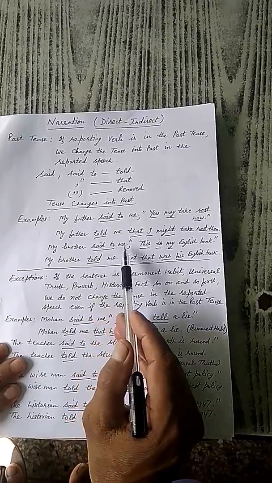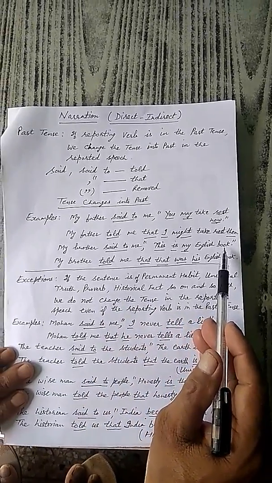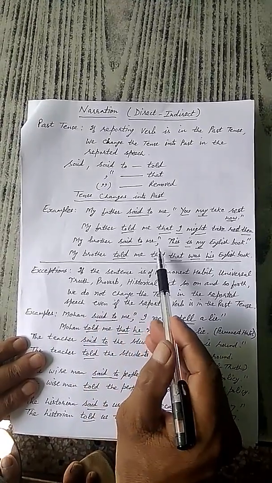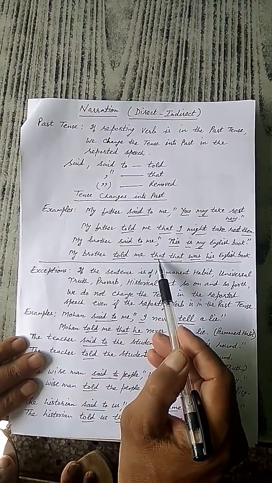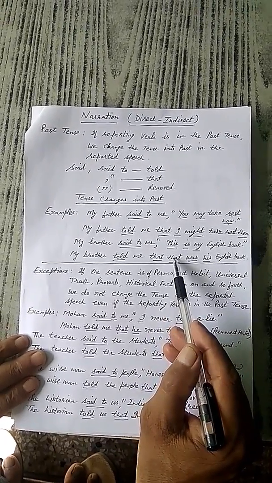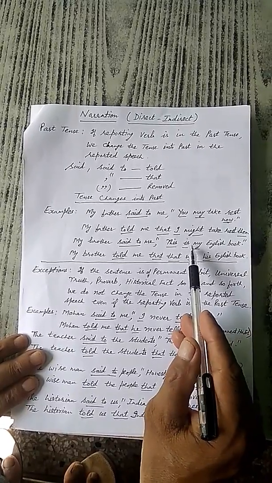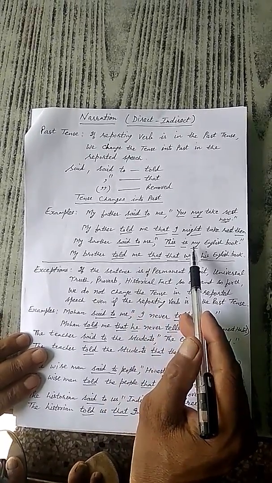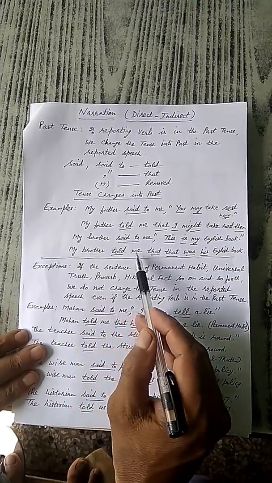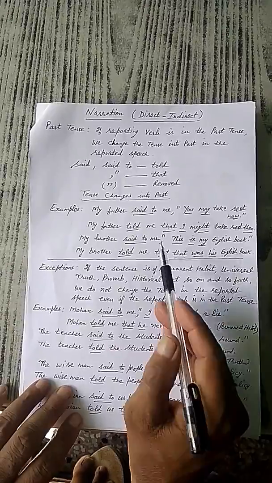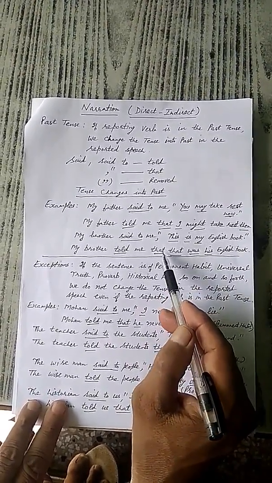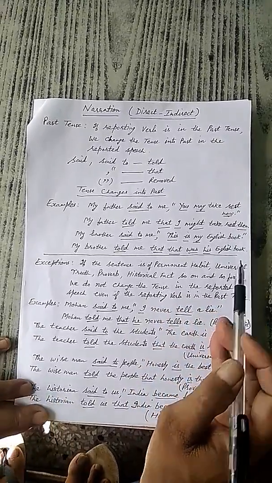My brother said to me, this is my English book. In place of said to, told. My brother told me. In place of commas, that, as conjunction. My book, first person changes into subject, my brother's book, that is his book. My brother told me that, first that after removing the commas, and second that in place of this. That was his English book.